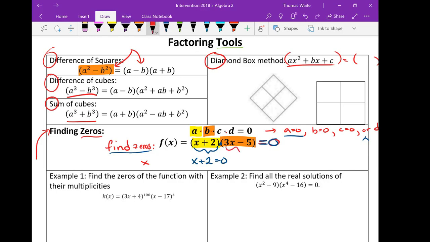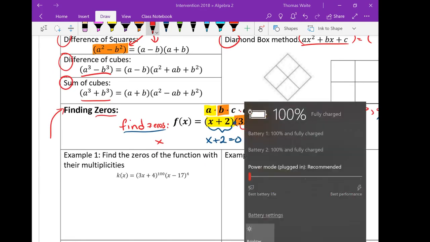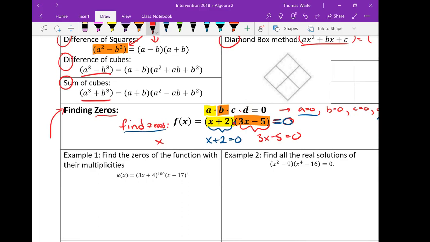The second term, 3x minus 5, that could be equal to 0. So just like we did with the a's and the b's and the c's and the d's, we're just splitting up our factors of our polynomial and setting each of them equal to 0. That will give us solutions.